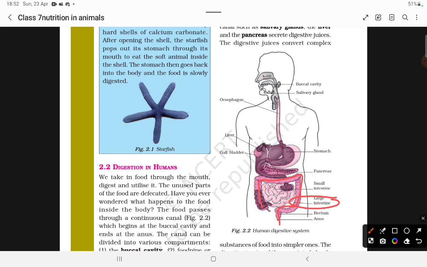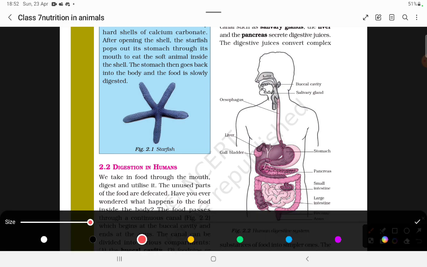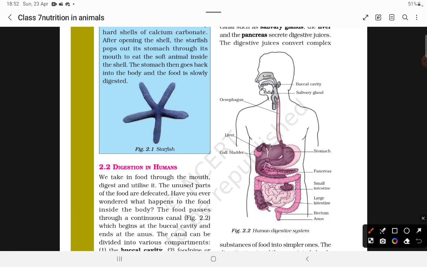Okay, now coming to what it does. What happens in the large intestine? Here you find that from the small intestine, food is now entering into the large intestine. Let me change the color. From here, this is the end of the small intestine, and from here the food is now entering into the large intestine. In this large intestine also villi are present, which help in absorption. So let us read the entire paragraph to understand.